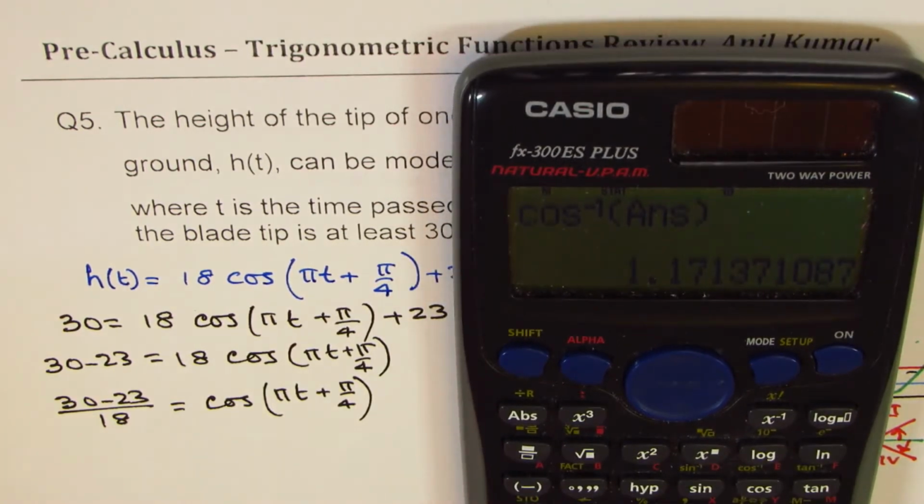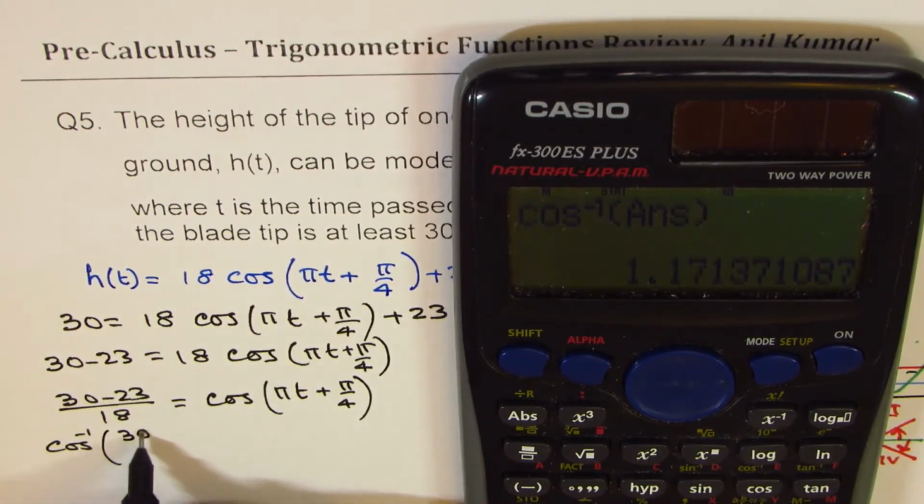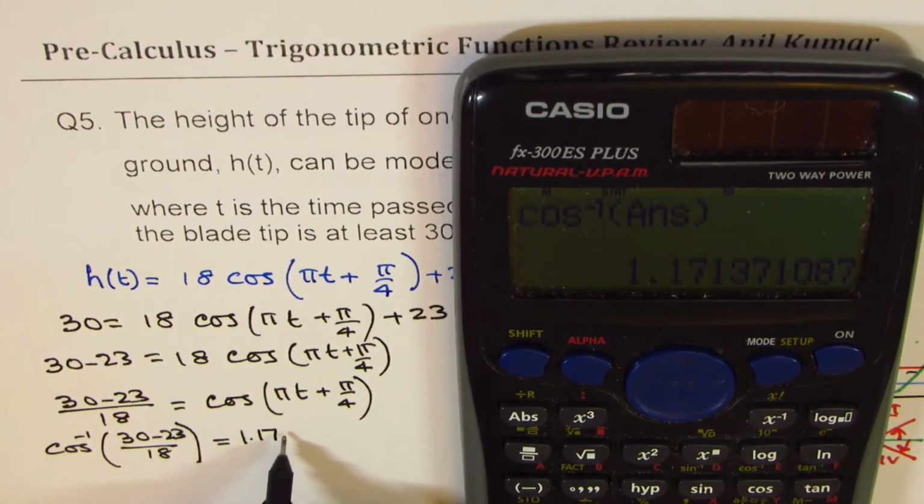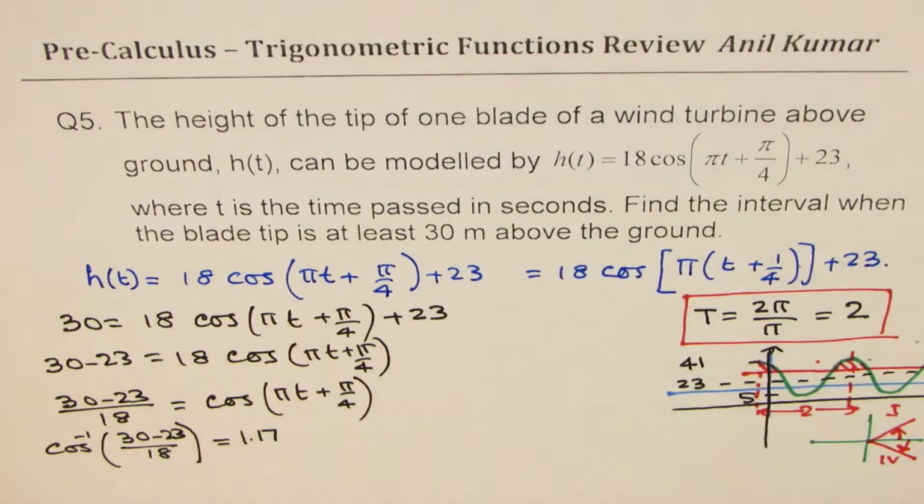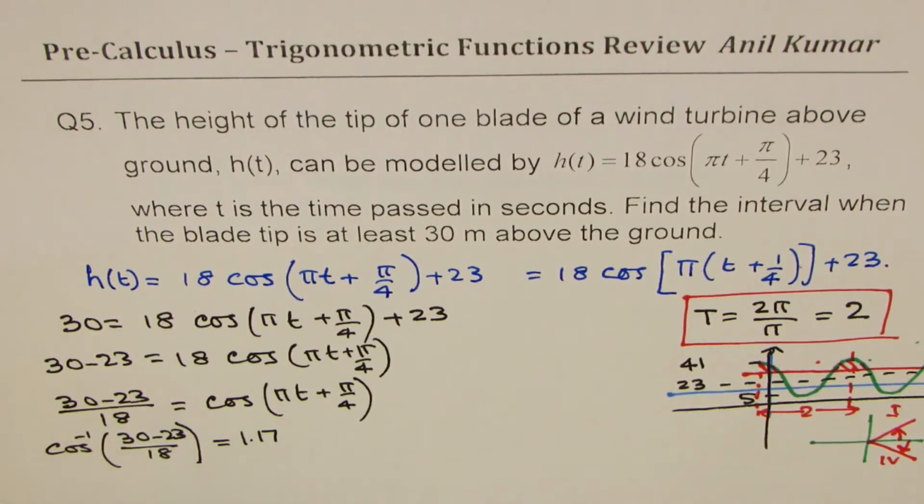So we do cos inverse of all this, which is 30 minus 23 over 18, correct? So this is 1.17, let's say 1.17, okay. So cos inverse is this.